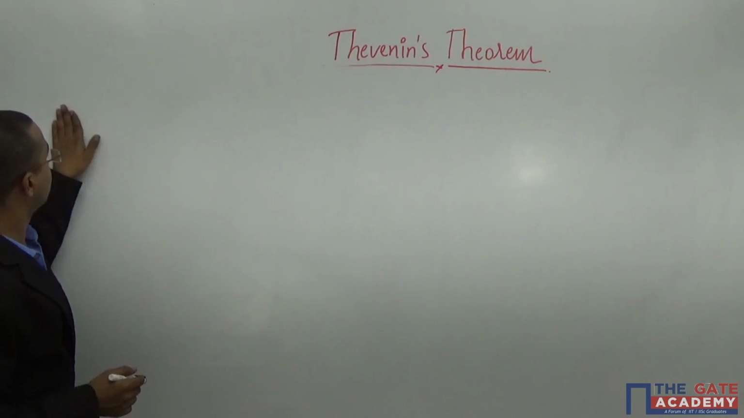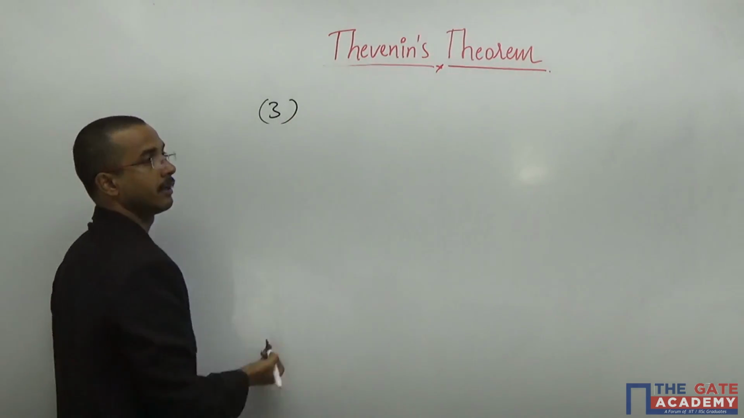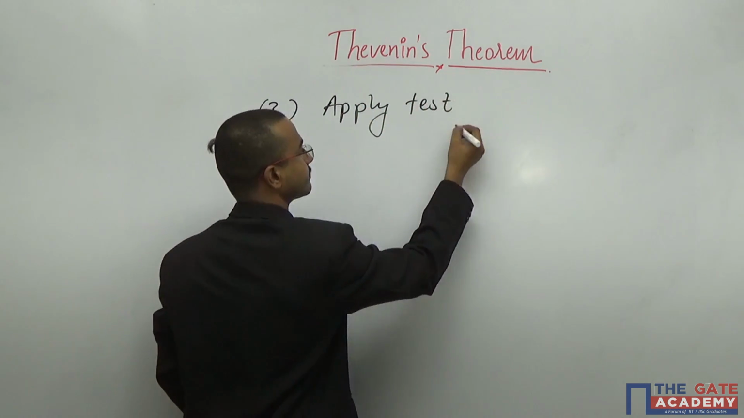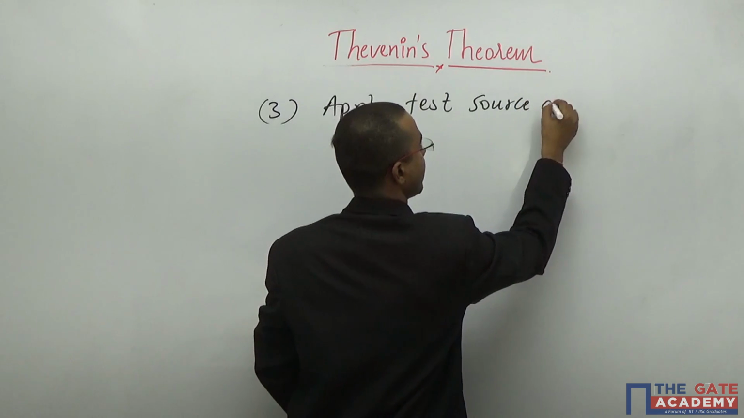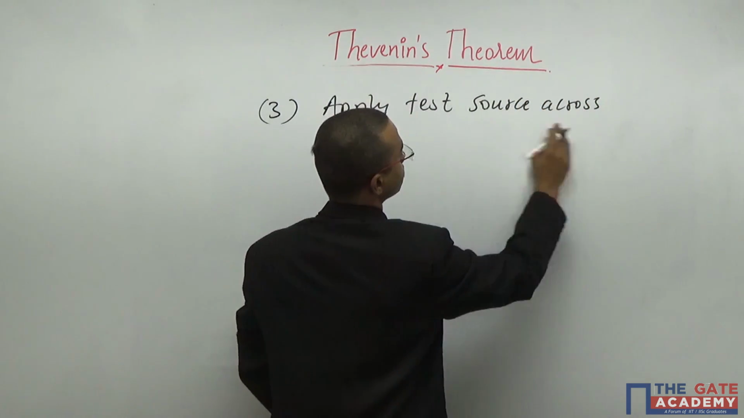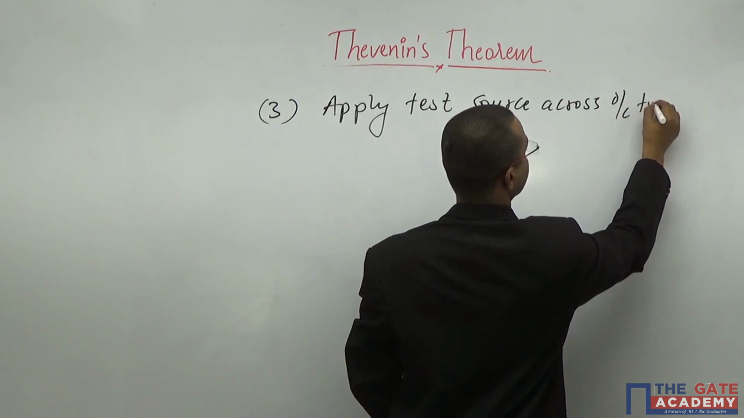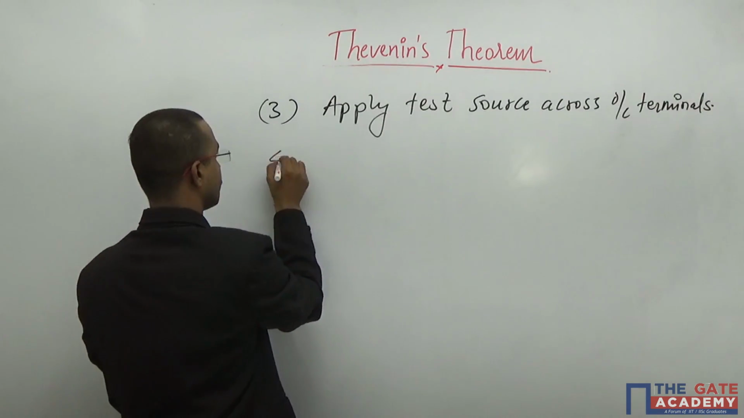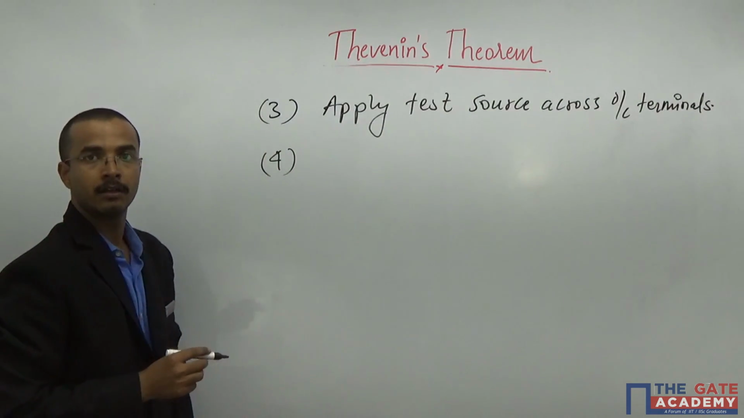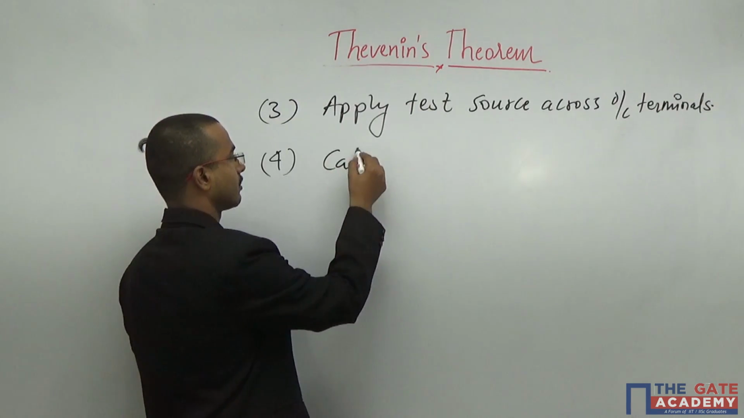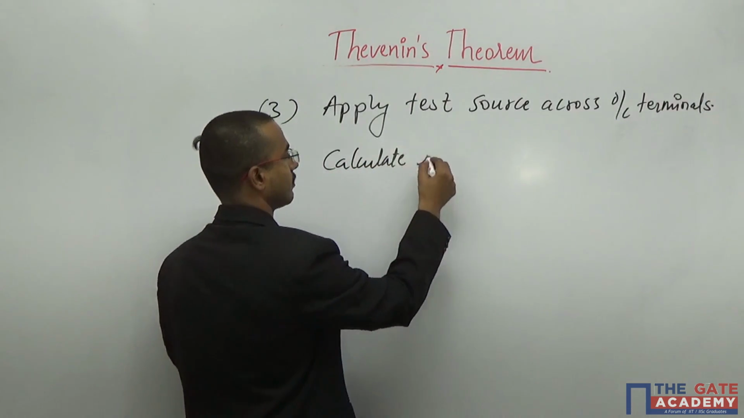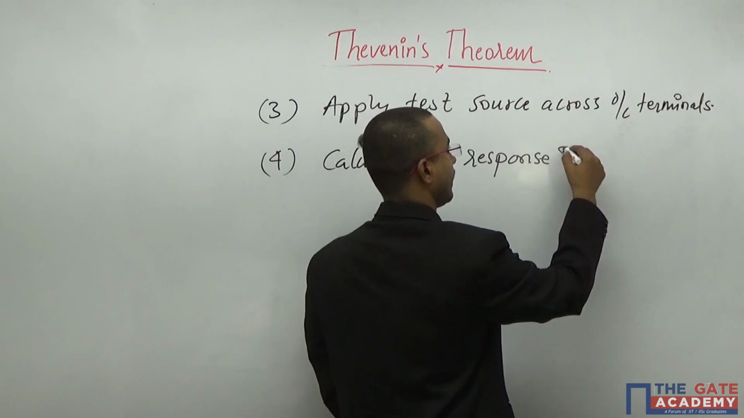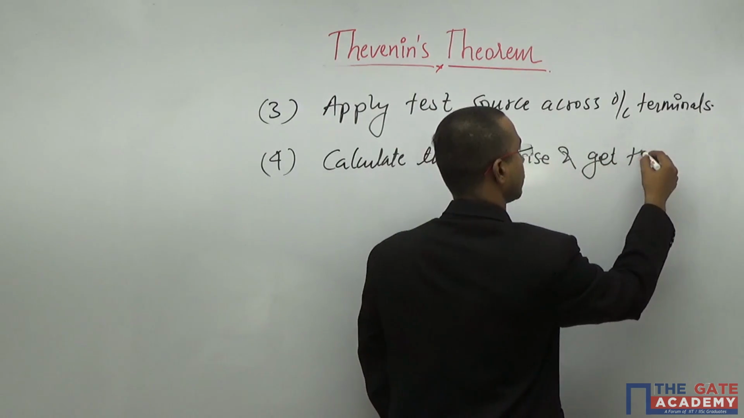That means the third step is to apply the test source across the open circuited terminals. The fourth one: calculate the response and get the ratio.